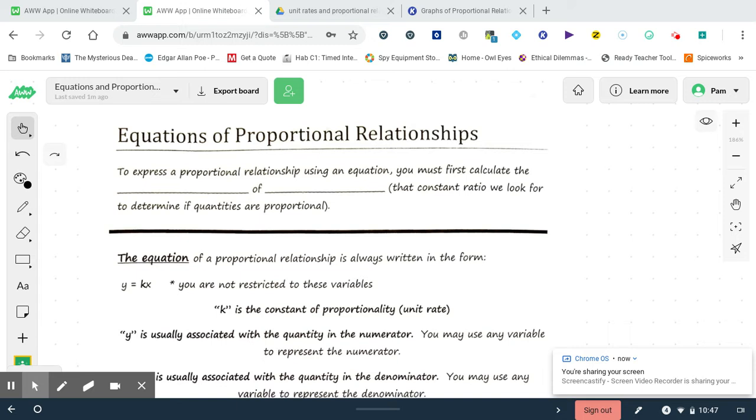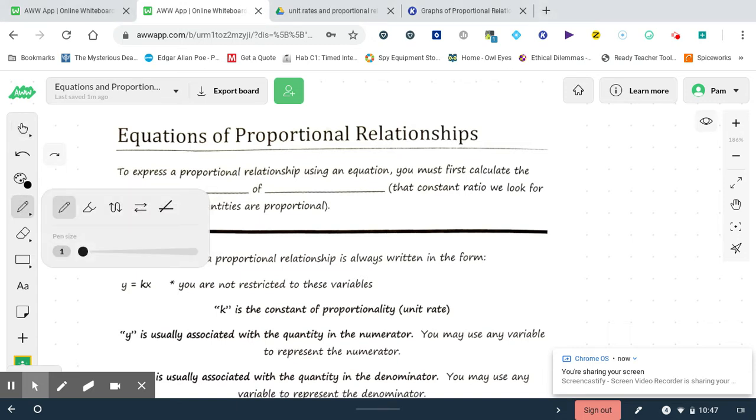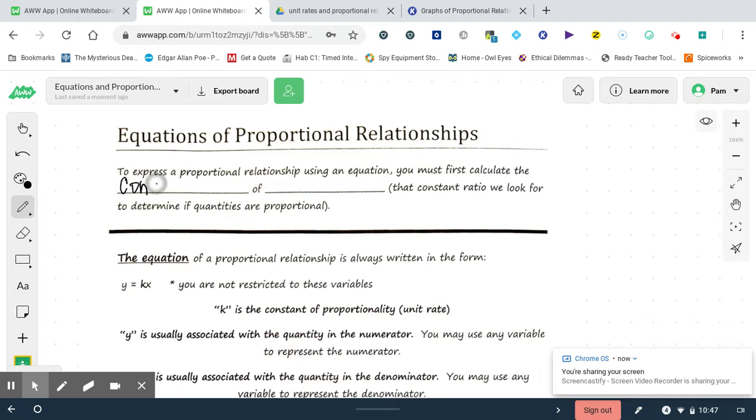All right. So it says to express a proportional relationship using an equation, you must first calculate the constant of proportionality. And if you are confused about the constant of proportionality, go back and watch the last video, where it talks about it. But the constant of proportionality is simply the constant ratio that you look for in order to determine if quantities are proportional.